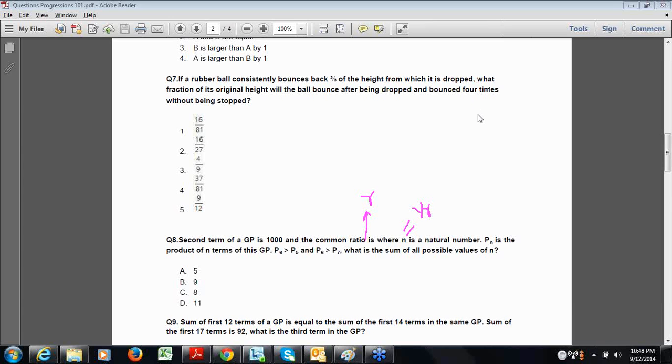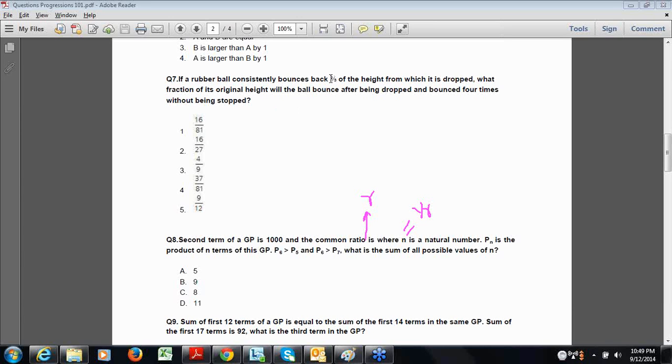Okay, let me solve question number 7, 8 and 9 now. Question number 7 is a sitter question. It's written, if a rubber ball consistently bounces back 2/3 of the height from which it is dropped, what is the fraction of its original height the ball will bounce after being dropped and bounced 4 times without being stopped.